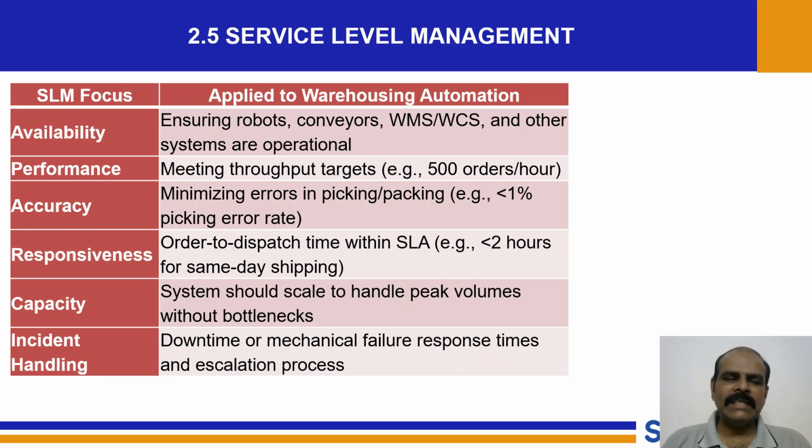So first, the SLM main focus is availability. Availability means only from the warehouse perspective I'm talking, not the product. How do you retrieve the product? What all are the things you are going to use? Maybe robots or conveyors, everything. The warehouse management system, everything should be made available. You should be eagerly waiting for the order. The moment the order comes, the order fulfillment activity should take place immediately. That is the ultimate objective of an automated warehouse.